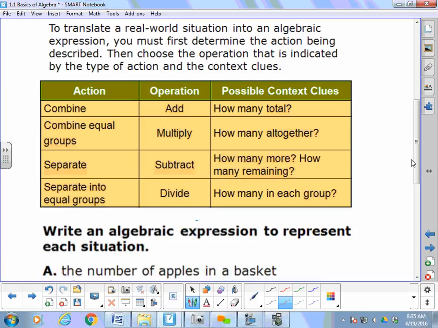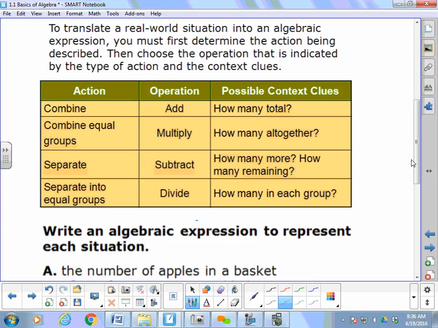All right. The action might mean to combine something, and what are you going to do? You're going to add. What might it say in the question? How many is the total? Okay, how many are there? What's the total? Find the sum. Okay, or we're going to combine equal groups, which would mean that we would multiply. How many are there all together? Okay, what's the word for multiplication? What's that P word for multiplication? Product. Okay, find the product.